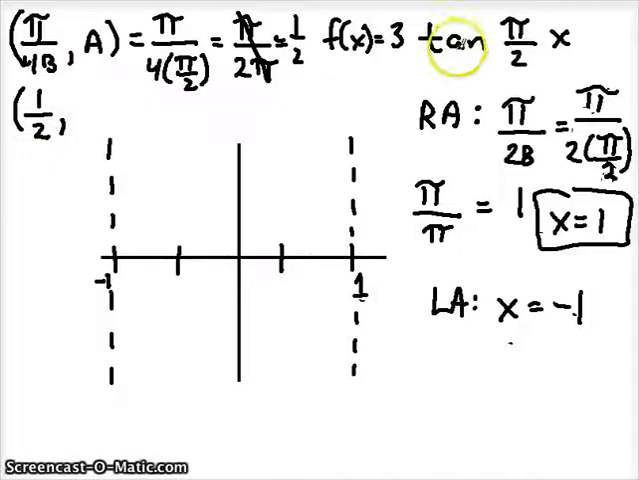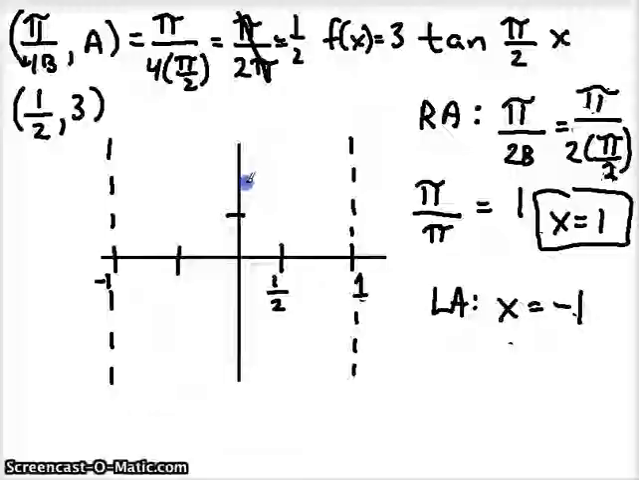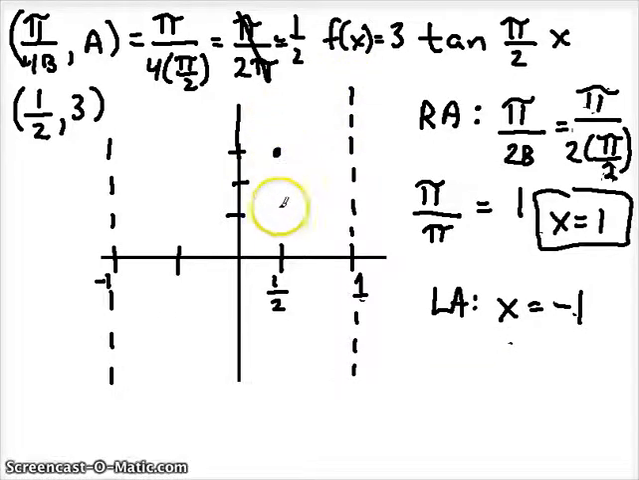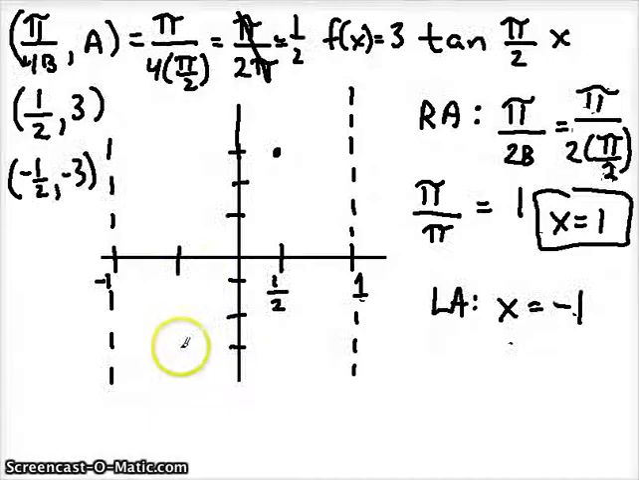The y value is going to be the a value. Here's our a value, it's positive 3. So our midpoint location is going to be at 1/2 or 0.5, 3. So right up here is going to be the midpoint location. That means that the left midpoint is going to be the same but the opposite. So that's going to be a negative 1/2, negative 3 coordinate. So about right there, if that was negative 1/2.